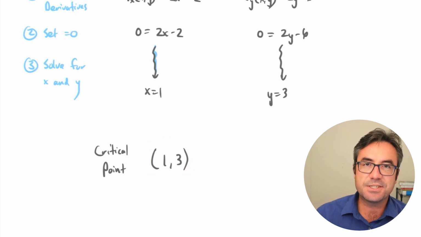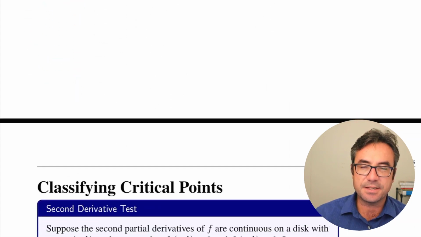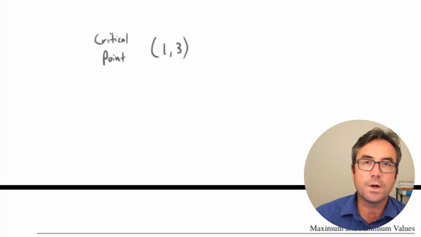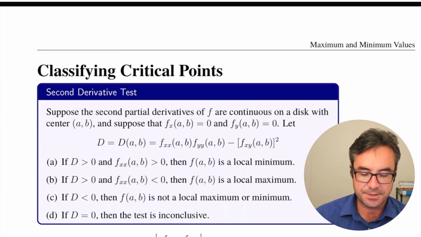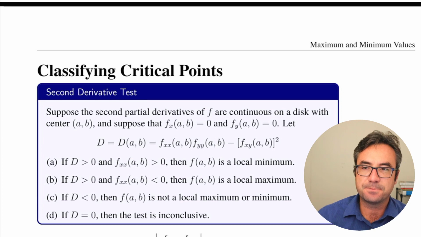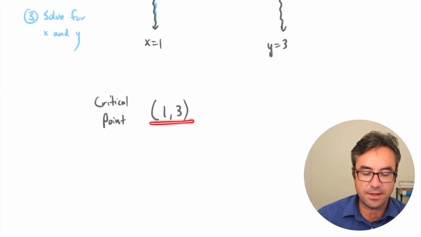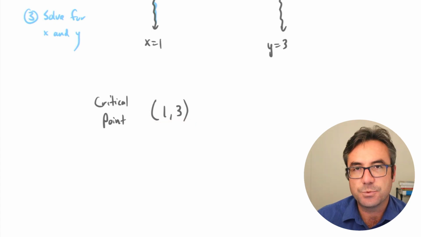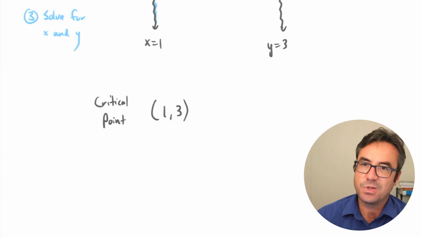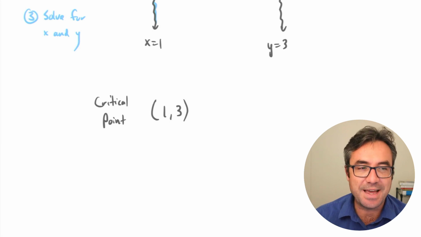So what we're going to see is that there's ways to classify or to test what's going on at a critical point. And we're going to use what's called the second derivative test. This second derivative test is going to tell us what's going on at this point. Do we have a max? Do we have a min? Do we have something else? Who knows? So we're going to see that next time.